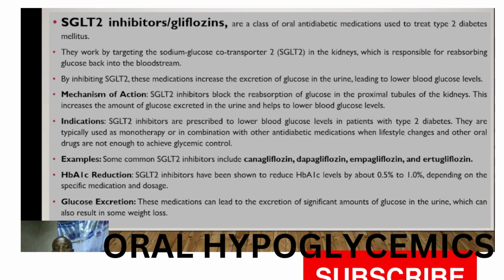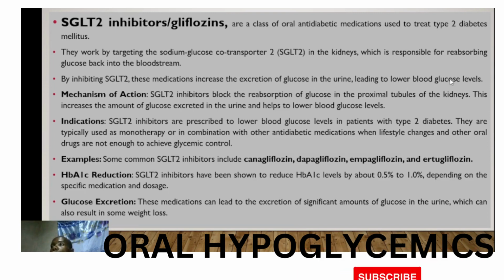This transporter is normally responsible for reabsorbing glucose back into the bloodstream. Remember, glucose is not supposed to be excreted through the kidneys, so it's normally reabsorbed back into the body. What these drugs do is inhibit that process, so that instead of glucose being reabsorbed back into the bloodstream, it is excreted. By inhibiting the sodium glucose co-transporter 2, this medication increases the excretion of glucose in urine, leading to lower blood glucose level.